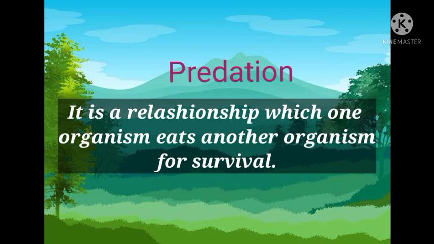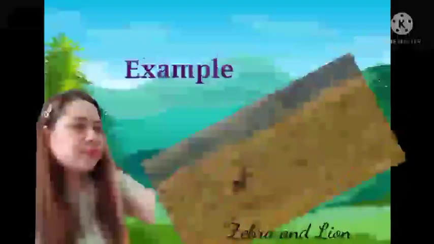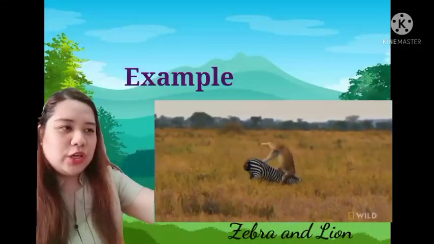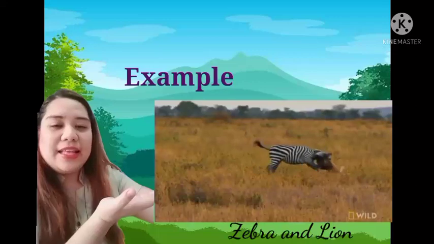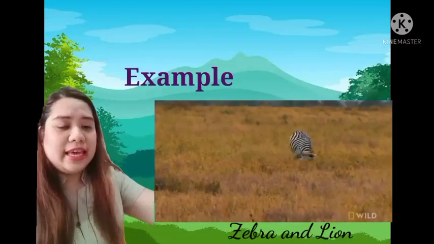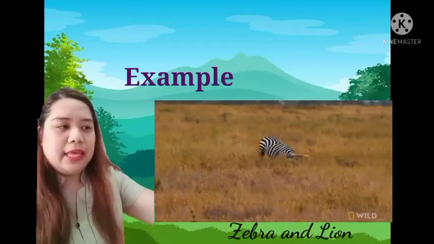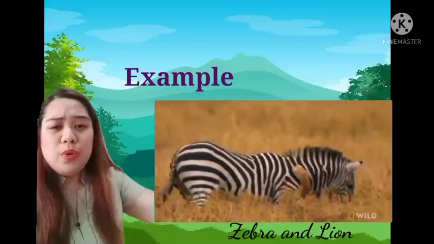Predation. It is a relationship in which one organism eats another organism for survival. An example of predation: the zebra and the lion. In this case, the lion benefits, while the zebra will be eaten.